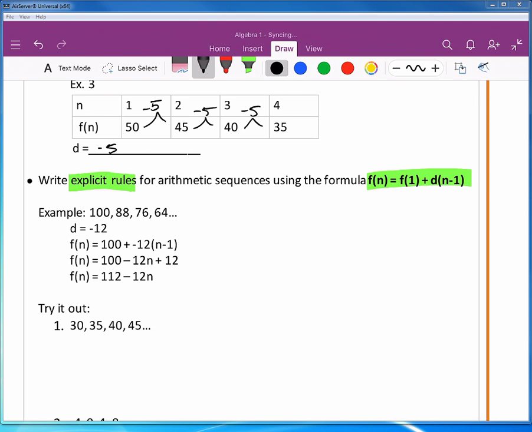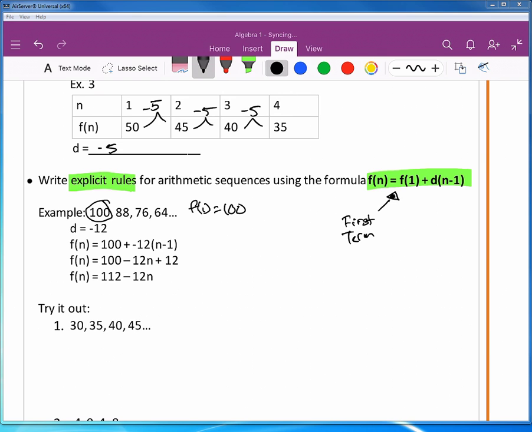The thing about this, okay, there's really only two parts to this. F of 1, okay, this is your f of 1. That represents function of 1, or also your first term. The first number in that pattern, okay? So if I look at the example right here, the first number is 100. So f of 1 would be 100.